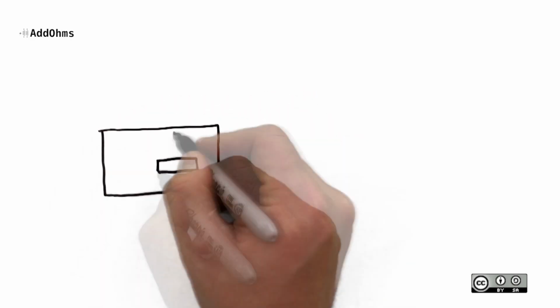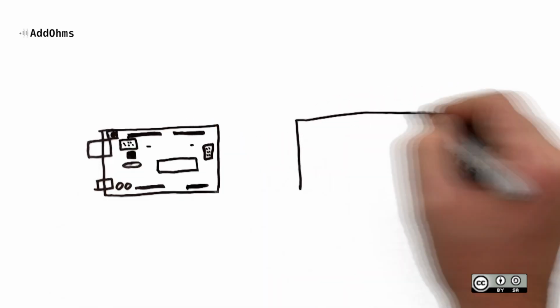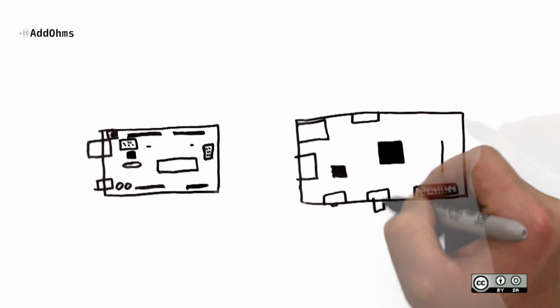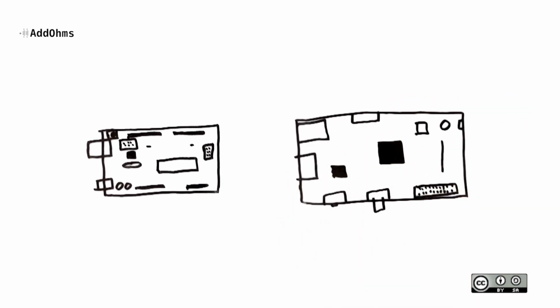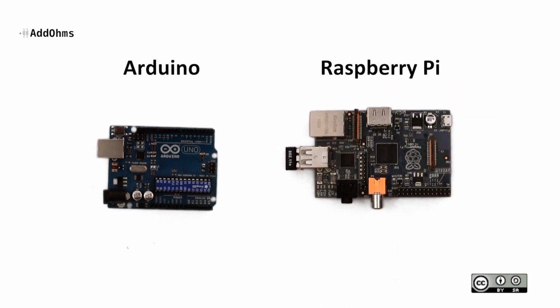There are a large number of controller boards that you can pick from for your projects. Two of the most popular are the Arduino and the Raspberry Pi. So, which one do you pick? On the surface, these boards look about the same. There are a couple of circuit boards with some chips and I/O connectors, right? In this episode of Add-Ohms, we're going to take a look at the differences between these boards and how you choose one for your project.